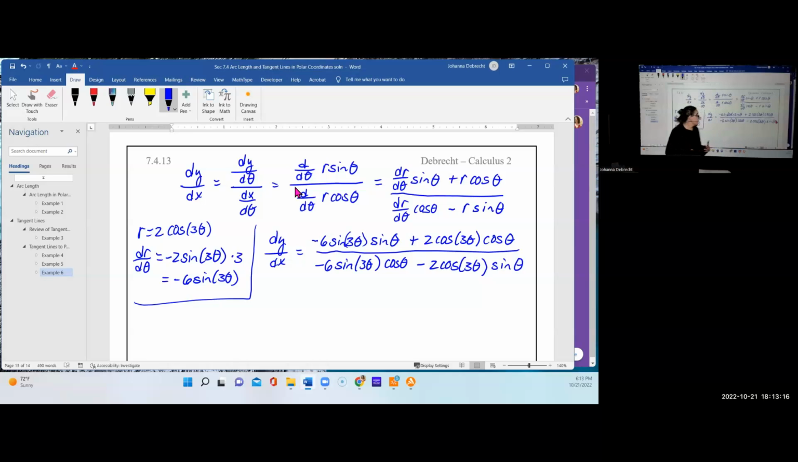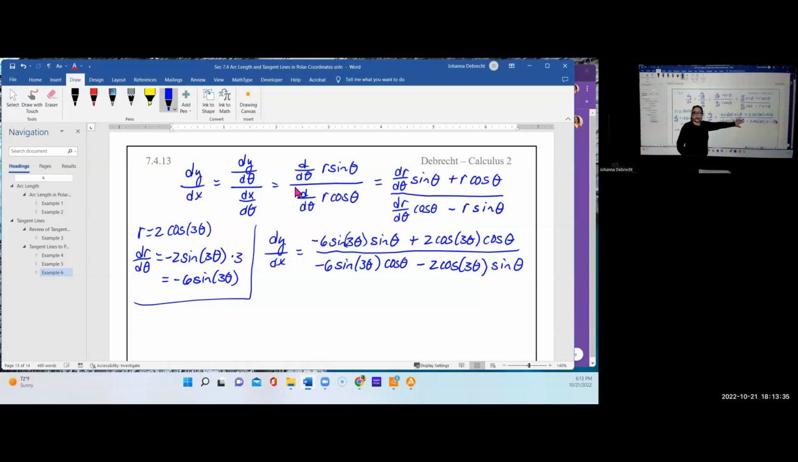This is a general formula for the slope of the tangent line at any point on that rose. Anywhere on the rose, we can find the slope of the tangent line. All we need is the angle theta. Now, notice that this is a 3 theta and that's a theta, and that is going to affect the value, so you need to be careful.